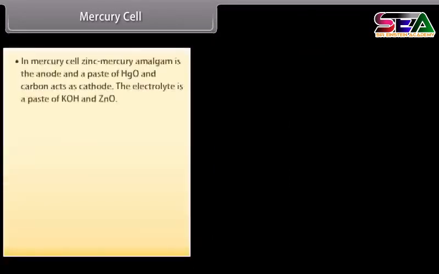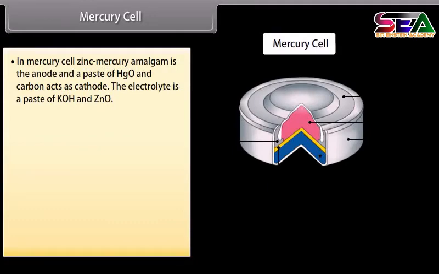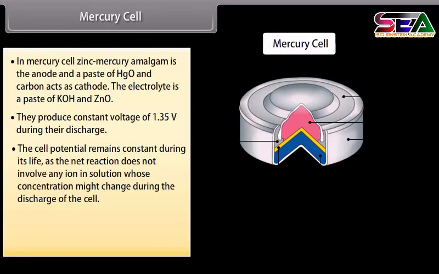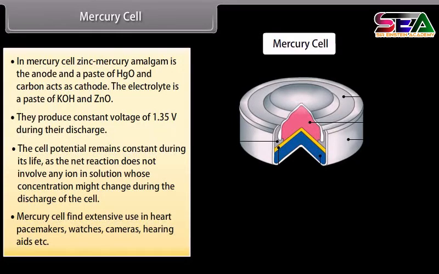Mercury cell. In the mercury cell, zinc-mercury amalgam is the anode and a paste of HgO and carbon acts as the cathode. The electrolyte is a paste of KOH and ZnO. They produce a constant voltage of 1.35 volts during discharge. The cell potential remains constant during its life, as the net reaction does not involve any ion in solution whose concentration might change during the discharge of the cell. Mercury cells find extensive use in heart pacemakers, watches, cameras, hearing aids, etc.